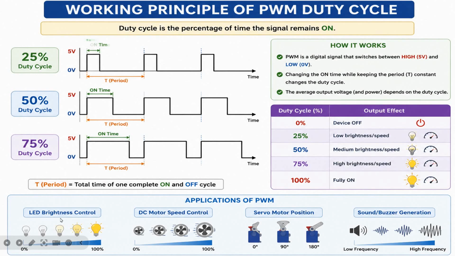So these are some of the applications of PWM: LED brightness control, DC motor speed, servo motor position, and sound buzzer generation.